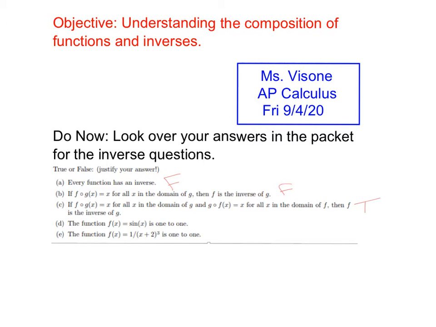So C is true. The composition is x for all x in the domain of g, and then when you go backwards, that's also true for everything in f. So it needs to go both ways. Sine is one-to-one. That is false. Remember, for one-to-one, it's got to pass the horizontal line test, and that is definitely not passing. 1 over (x plus 2) to the third is one-to-one. That is true, I think because it's to the third. Usually the ones that are odd work, the ones that are even do not.